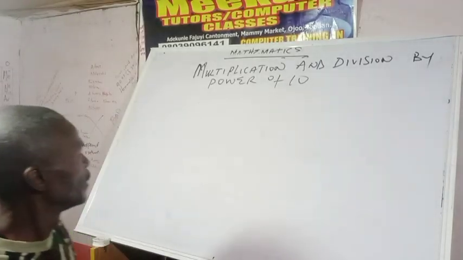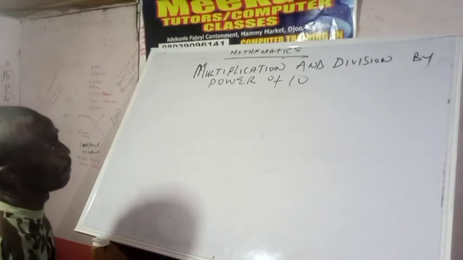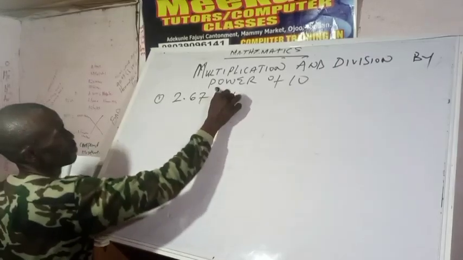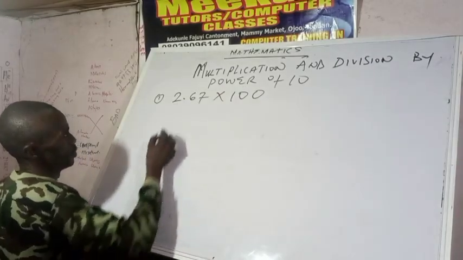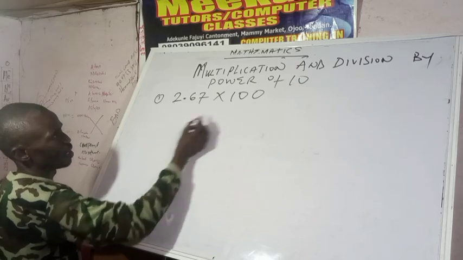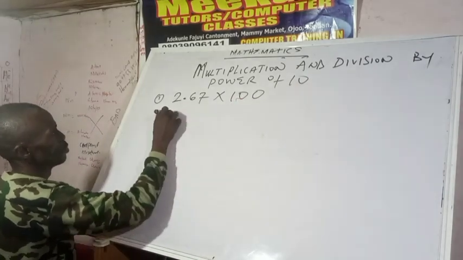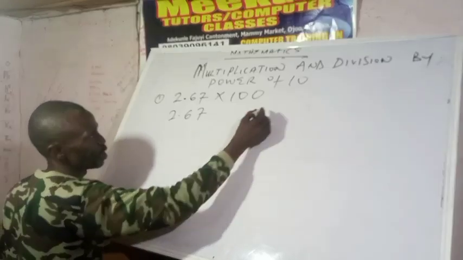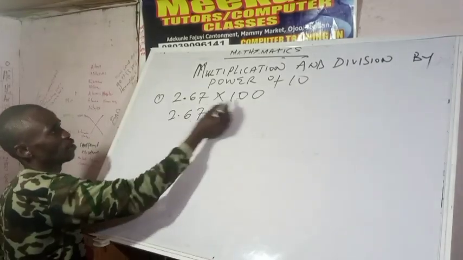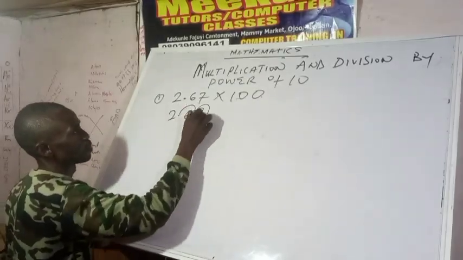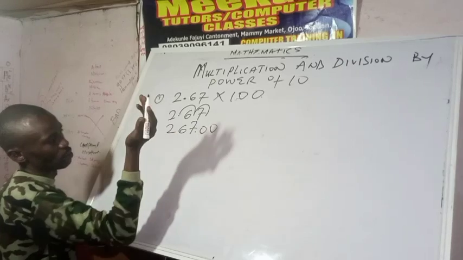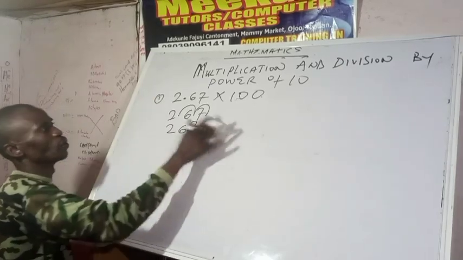Now, multiplication and division by power of 10. When you are multiplying a decimal by power of 10, let's see number one here: 2.67 times 100. This one, you will look at it, the decimal is there already. How many zeros do you have here? You have 2. You shift the decimal. If it is multiplication, you shift to the right. 2 times, let's go: 1, 2. So my answer is what? 267.00. Or alternatively, you can leave it, no crime.